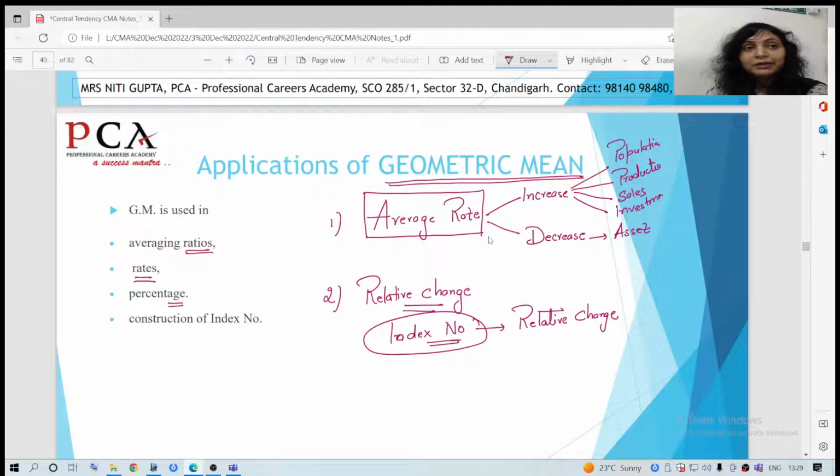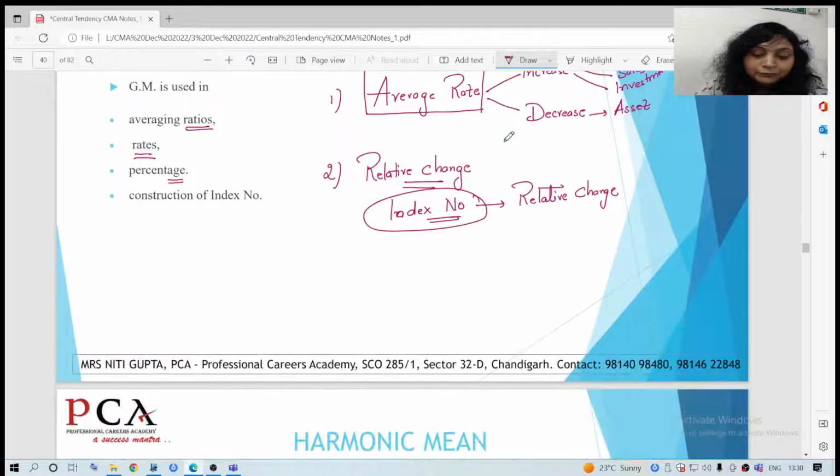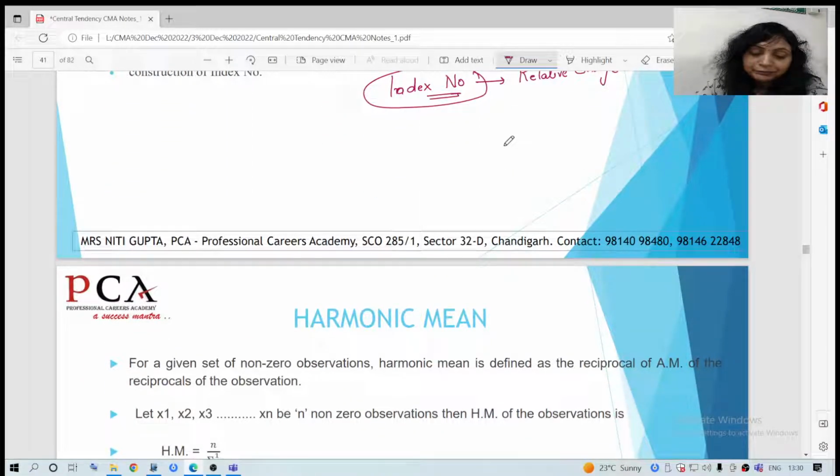Whenever you are given the population of different years and you have to find the average rate of population increase, you will use geometric mean. If you are given an asset and the rate of depreciation and you have to find the rate of decline, then you will use geometric mean. These are the possible scenarios where we apply geometric mean. So this is our second average, the geometric mean.